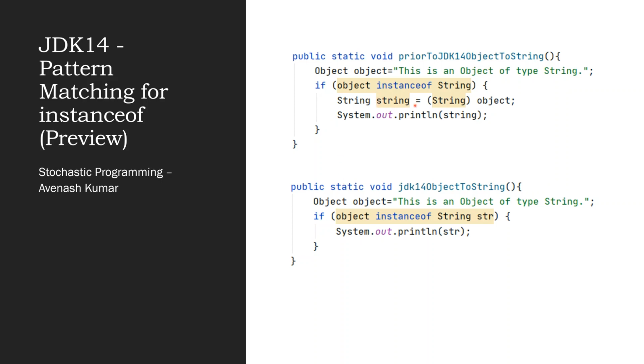Instead of declaring this local variable inside the if block, we can directly declare it in the if statement itself. As soon as the instanceof operator returns true, the JDK assigns the value to str. And finally, we can use this str variable in our if block.